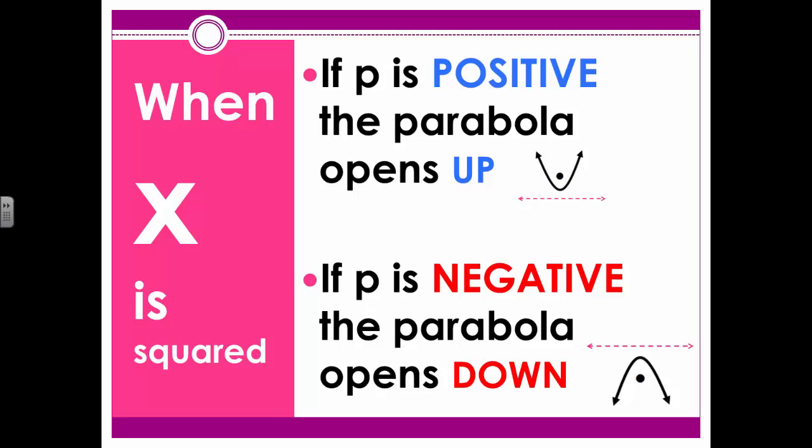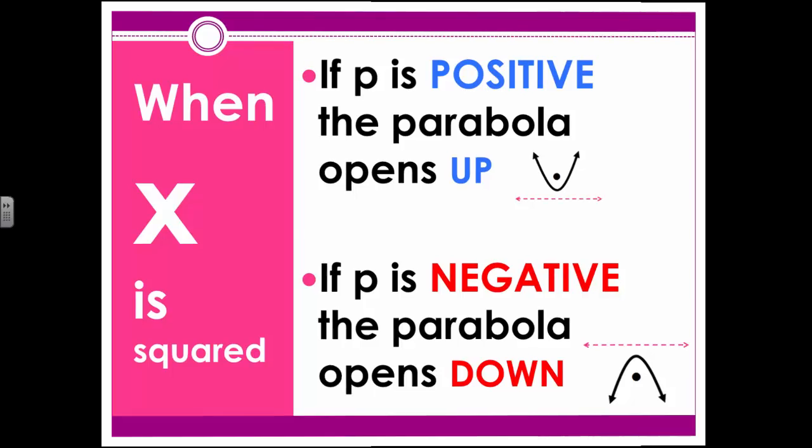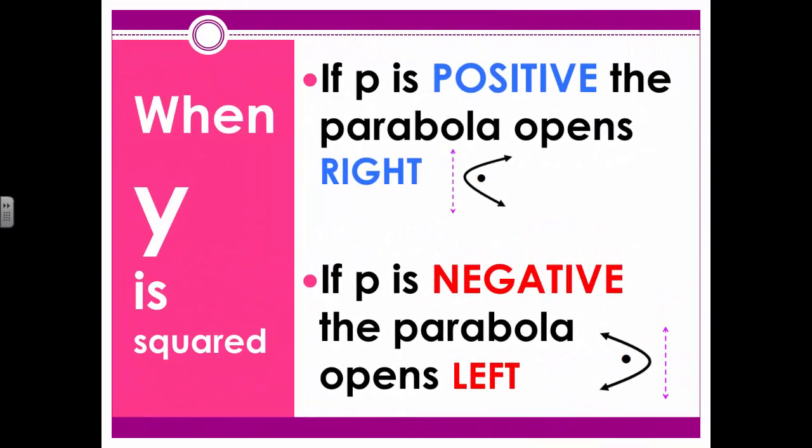We've been working with quadratics, and all our quadratics have either opened up or down, and every single time we worked with a quadratic, our variable x has been squared. There's a new one, when y is squared. So if y is squared, if p is positive, it's going to open to the right, and if p is negative, it will open to the left. You must study this and really learn these directions.